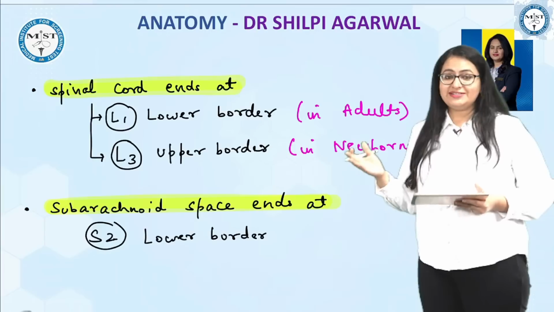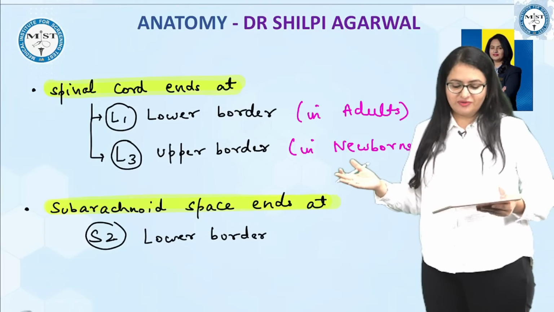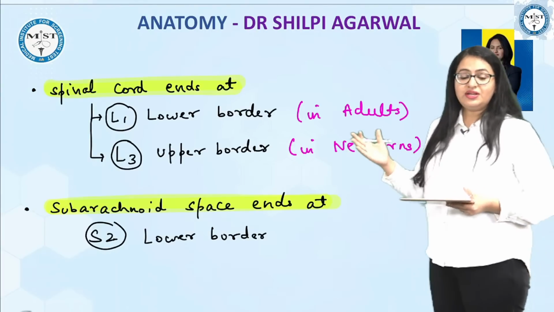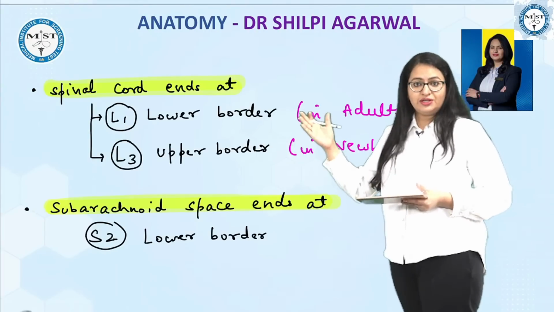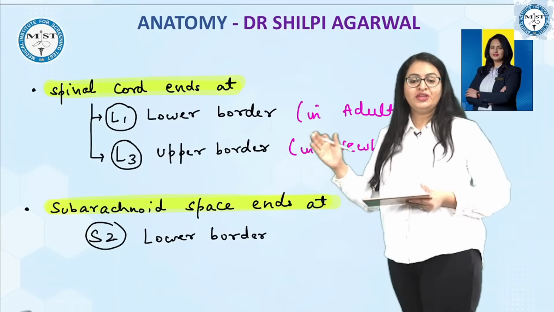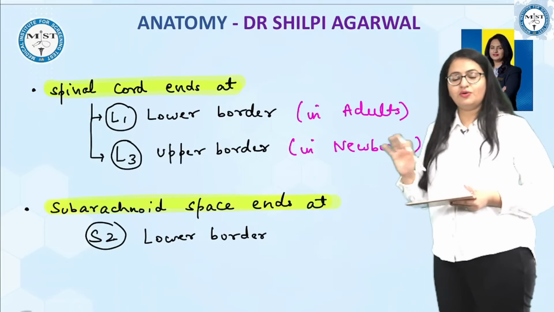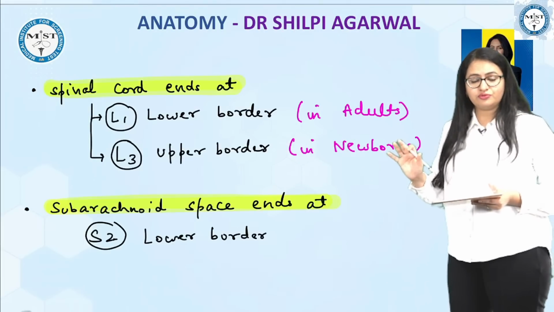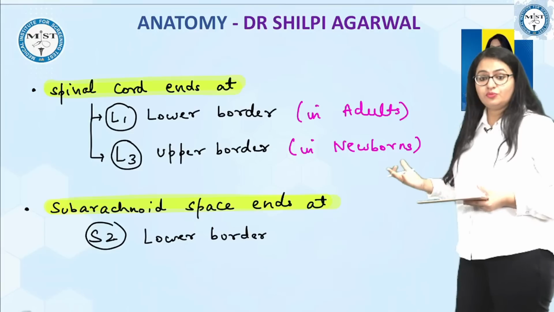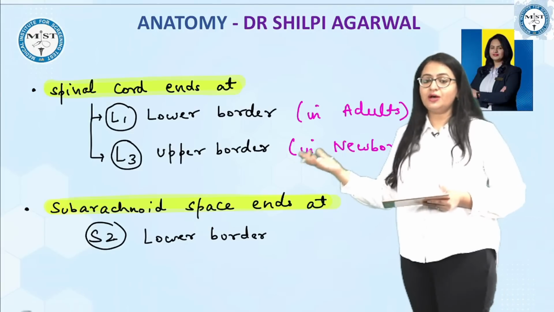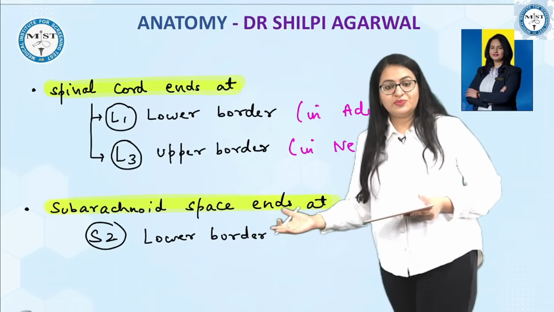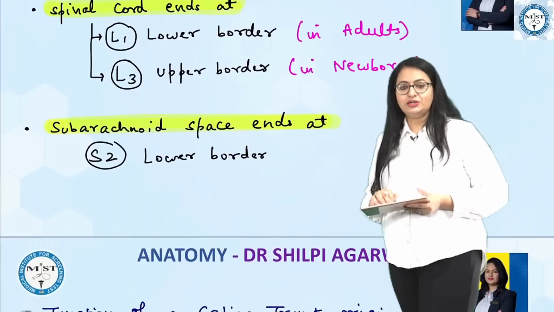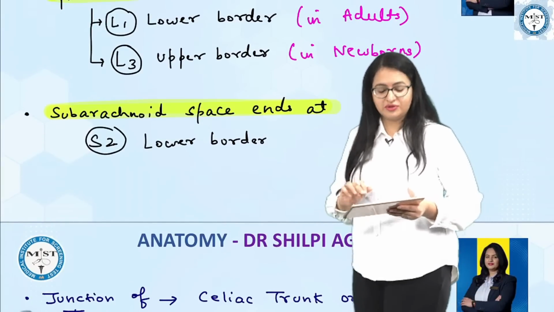Spinal cord ends at what level? Again, this is a very, very important vertebral level. It ends in adults at L1, what? Lower border. Wherever we have mentioned the borders over here, all the borders are important for you. If I say spinal cord in newborn ends at L3, upper border. Then subarachnoid space ends at what level? S2, lower border. So these are all the important vertebral levels.